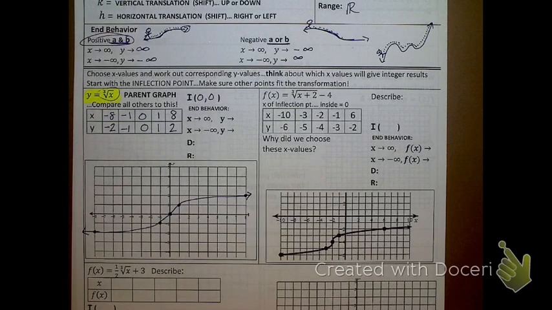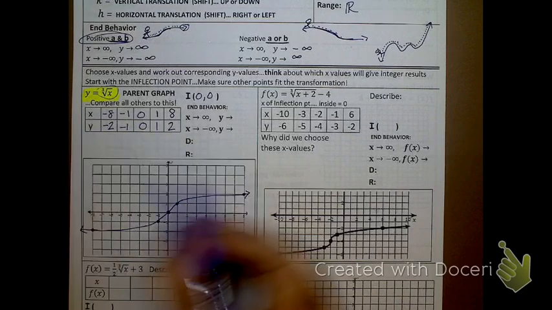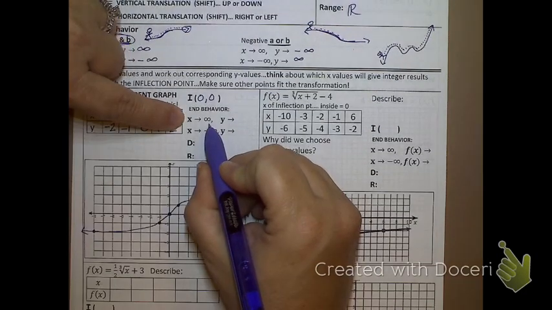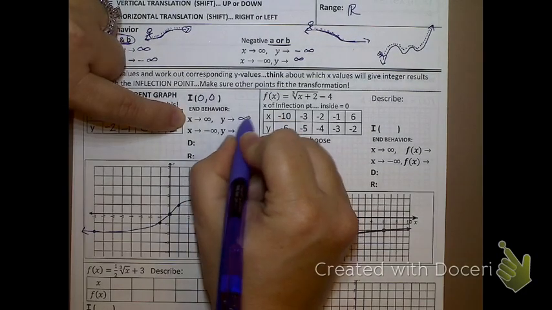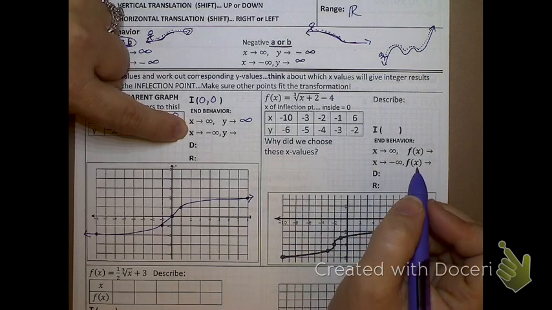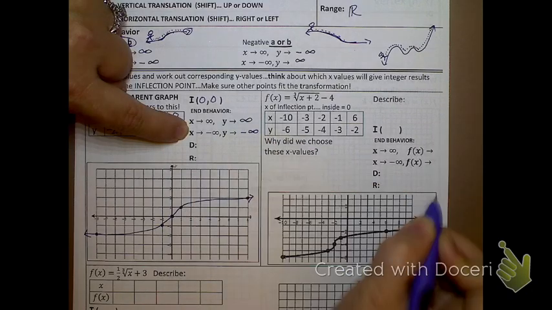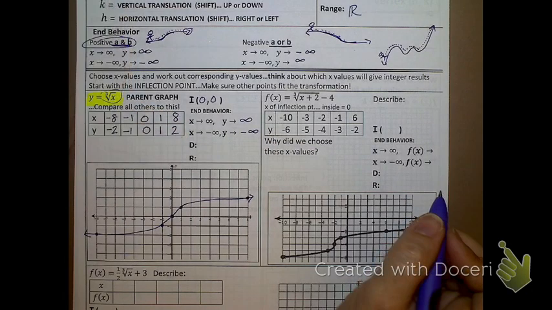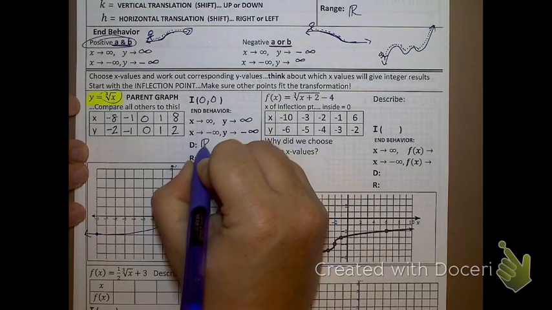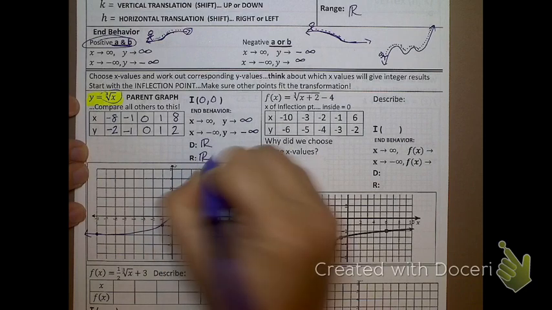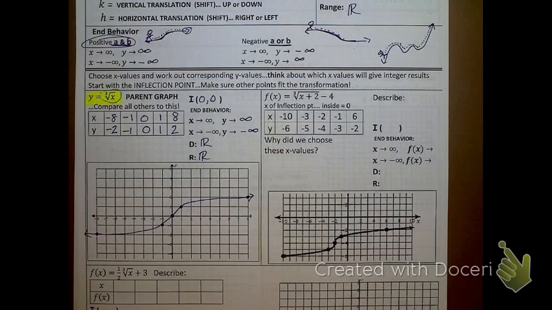Would my little stick figure be walking uphill or downhill? Uphill. As he walks from left to right, he's going uphill. So what does that mean about the end behavior on the right? It's going up. The end behavior on the left is what? Negative, because it's going down. Domain and range? All real numbers. Done. Terribly difficult?